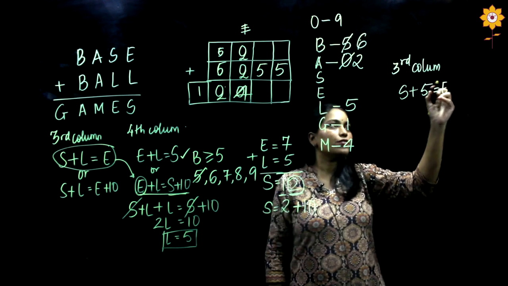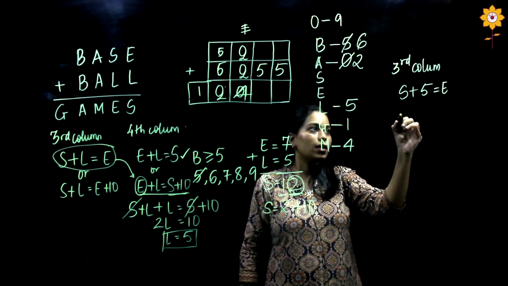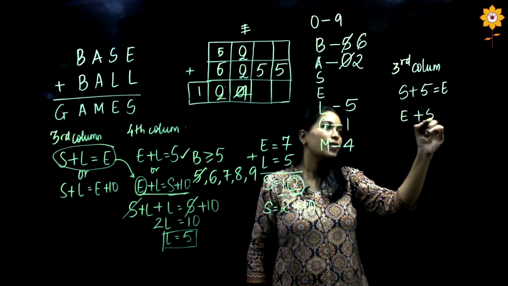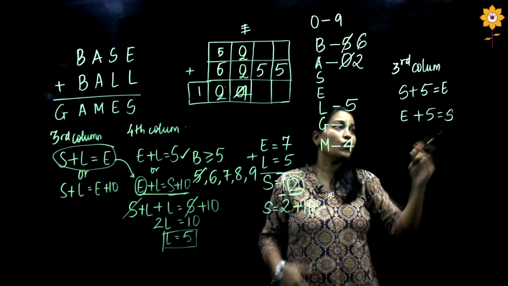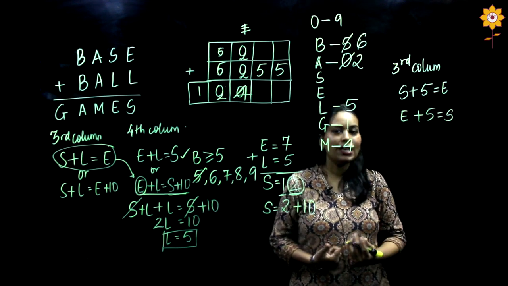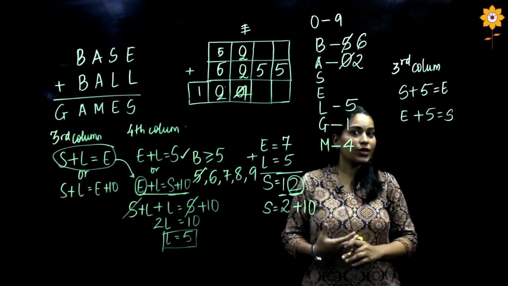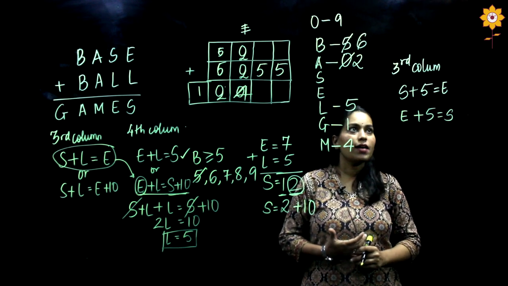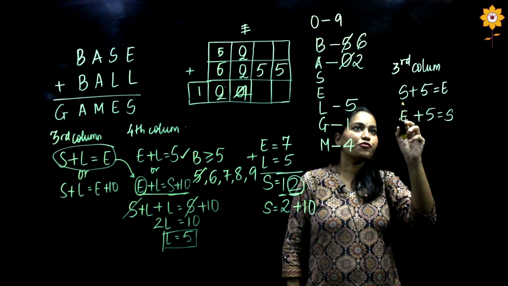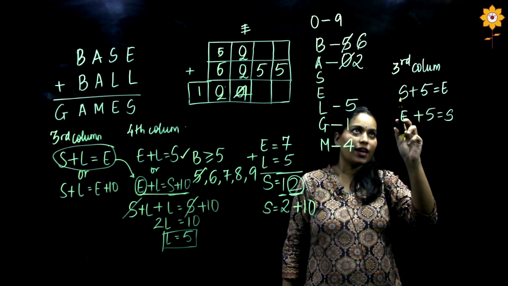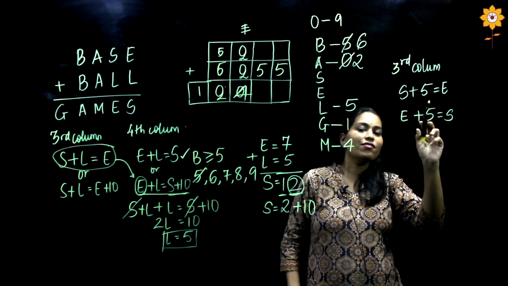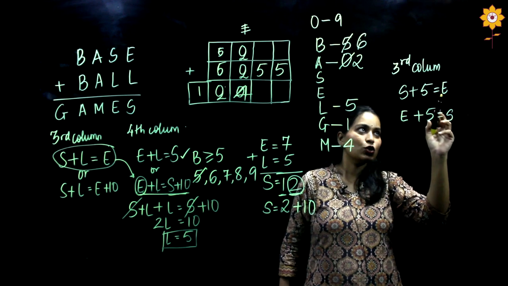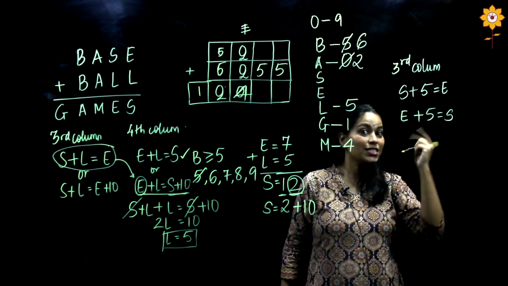E, and the fourth column gives us what? E plus 5 is equal to S. Now, if we observe closely, we can see that the difference between E and S is 5, meaning that if S is 8, 8 plus 5 will give you 13. So E is the units place value, that is 3.